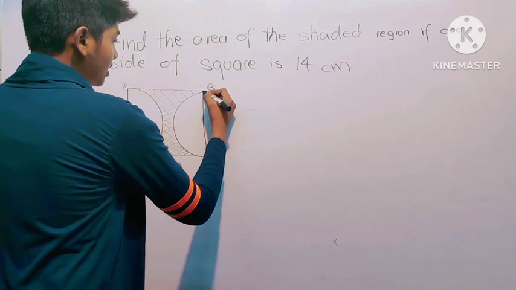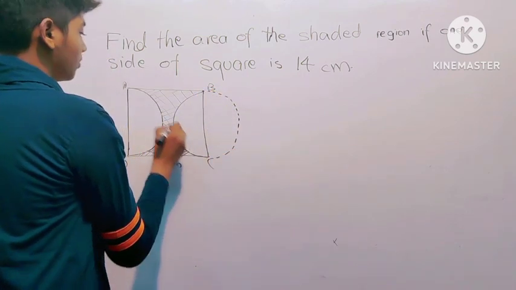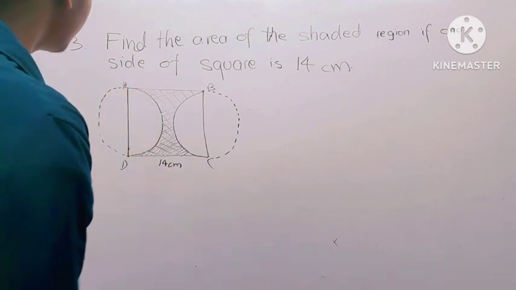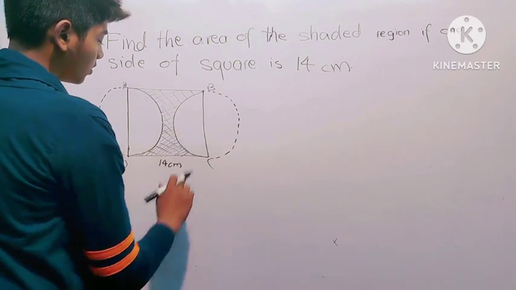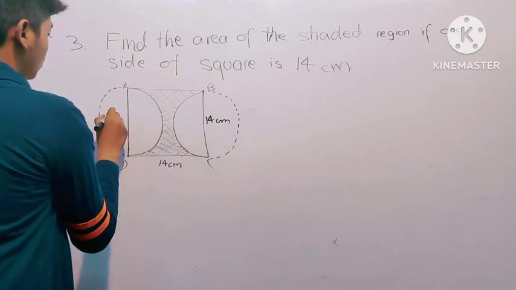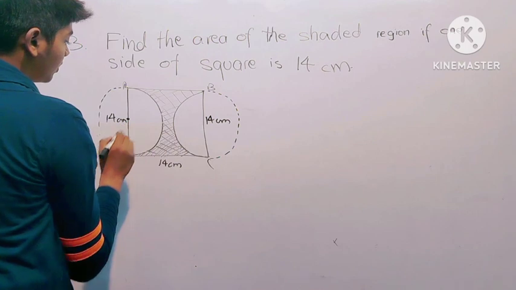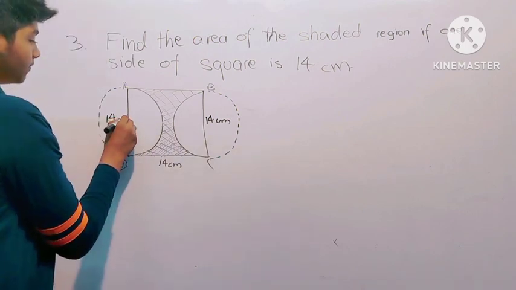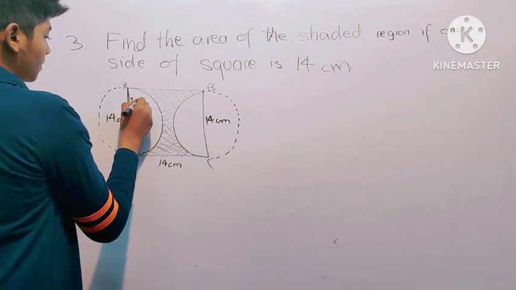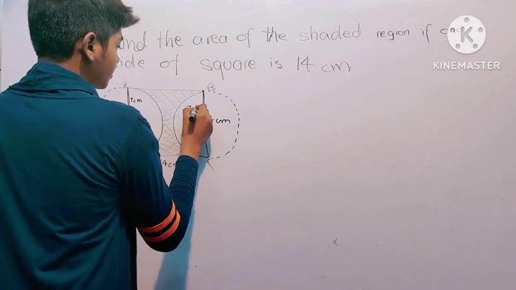We can see two semicircles, circle number one and circle number two. We are given one side of the square as 14 centimeters. We know all sides of a square are equal, so this would also be 14 centimeters and this would also be 14 centimeters. Taking the midpoint, this will become the center of the circle, and this length would become 7 centimeters.